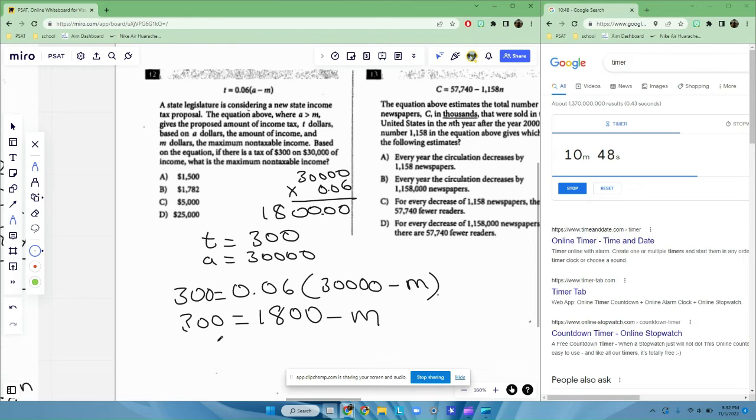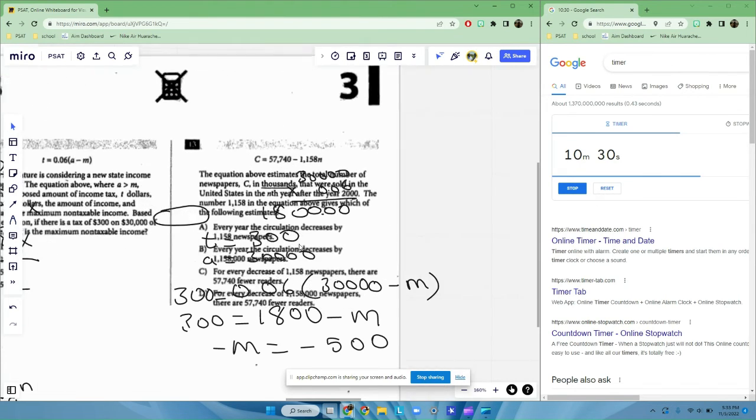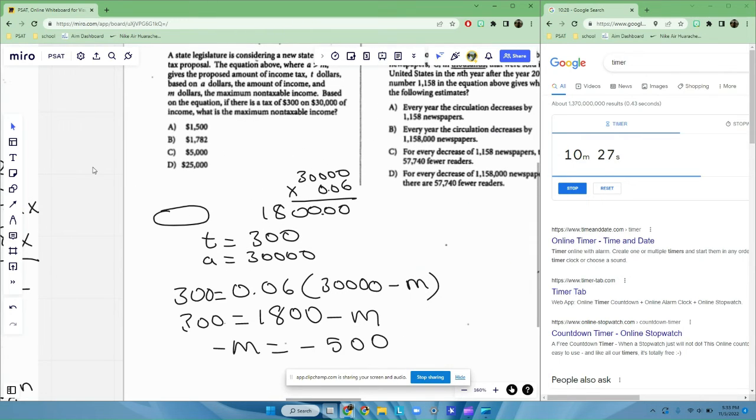We're trying to find m. So minus m is going to be equal to minus 500. m is not equal to 500 though, because we substitute values in here, and then once we do the multiplication, our answer will be D. All right, next problem.